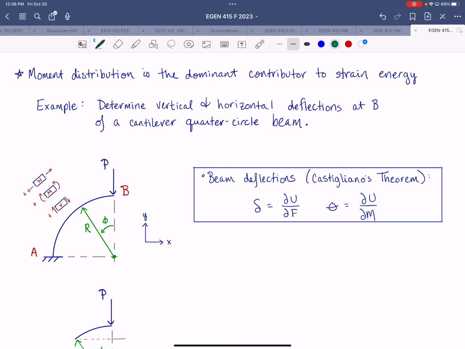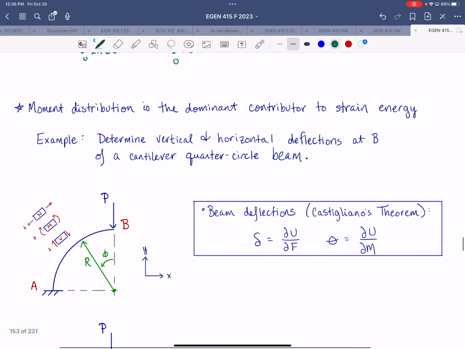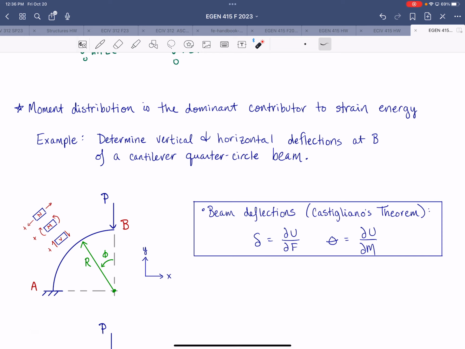All right, so first we'll look at this example of a quarter circle beam, and we're going to find the vertical and horizontal deflections at the free end, where there's also an applied vertical load. Again, since we're assuming the moment distribution is the dominant contributor, remember that really long strain energy term for circular beams that we did last time? That means we can neglect the terms that have the V, the MN, and the N terms inside them for a thin circular beam.